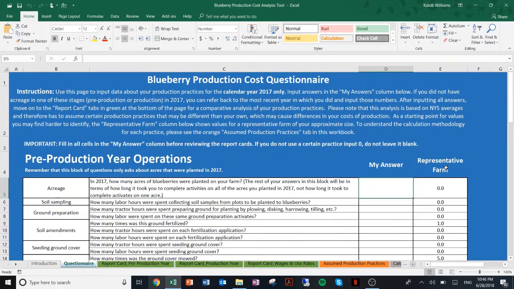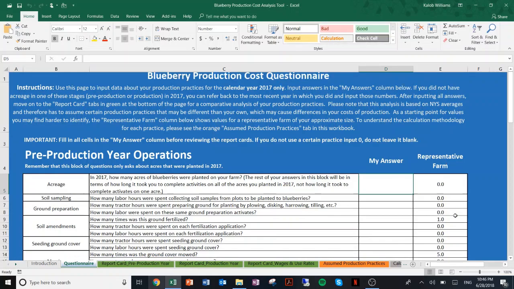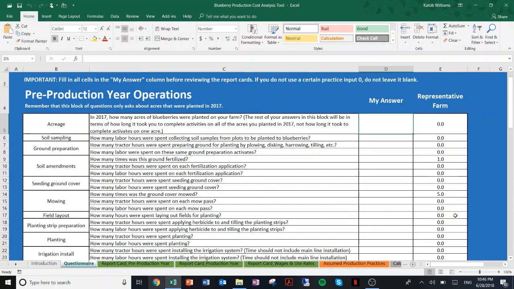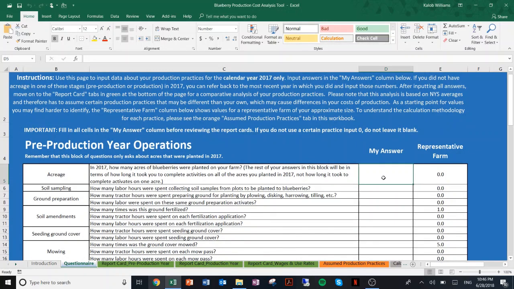You'll also notice this other column over here called the representative farm column. This column, you'll notice right now, has a bunch of zeros, mainly zeros. It will not populate with any useful information until you answer this first question. So let's go ahead and read this first question. In 2017, how many acres of blueberries were planted on your farm?